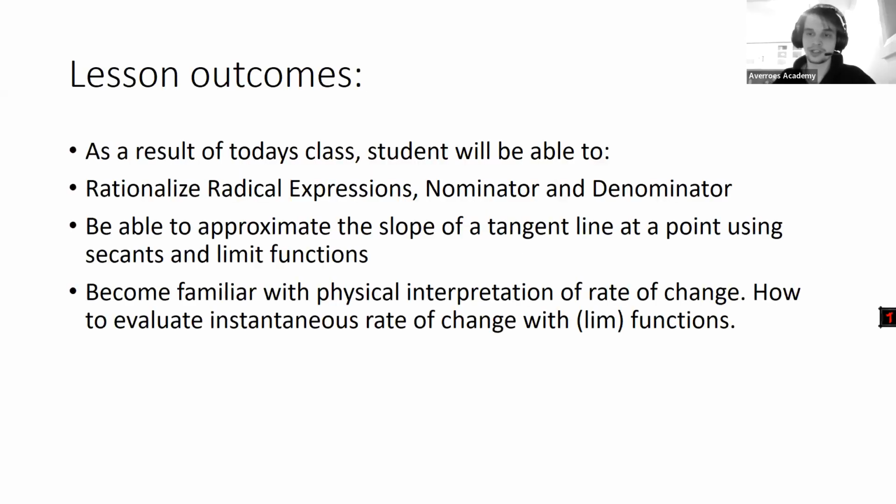take a look at the outcomes of today's class. So these are the topics we're going to cover today. First of all, we're going to take a look at the methods of rationalizing radical expressions. We're going to rationalize radical expressions in the numerator and denominator. And by the end of this class, you will be able to approximate the slope of a tangent line at a specific given point using the limit function. And in terms of secants, you also will be able to explain it. Finally, you're going to get familiar with the physical interpretation of rate of change.